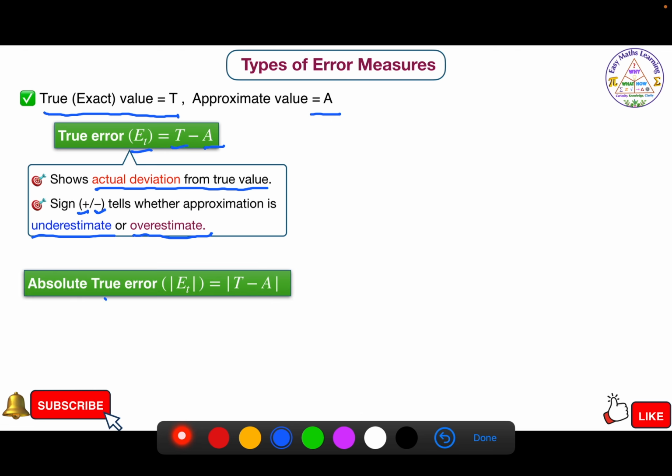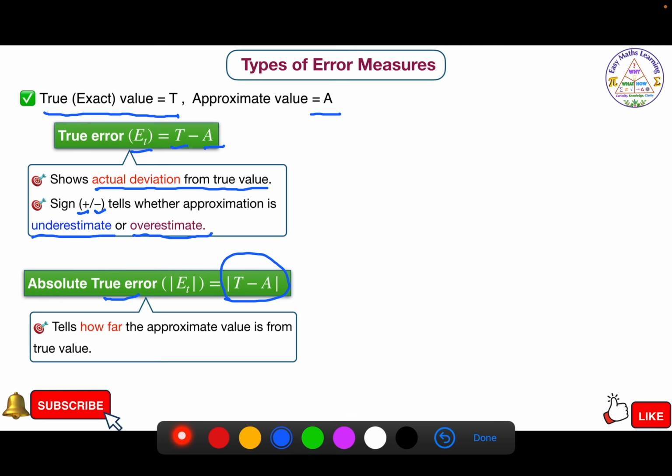Next is absolute true error. It is the absolute value of true error. Okay, so the absolute value of true error is called absolute true error. Absolute true error tells how far the approximate value is from the true value. It gives only the magnitude of the error. It ignores the sign.